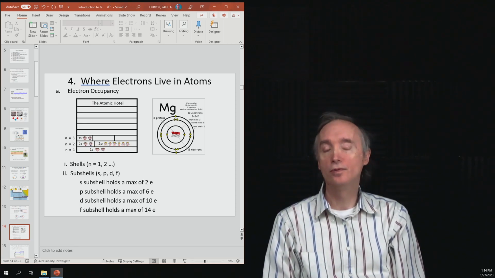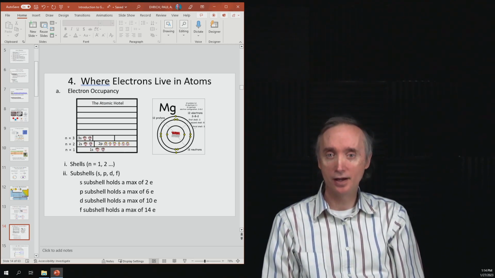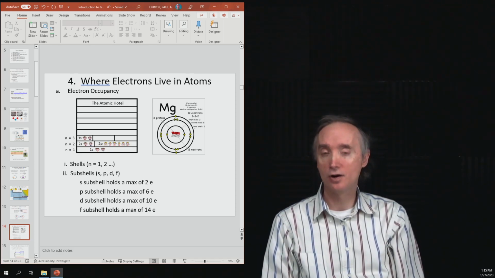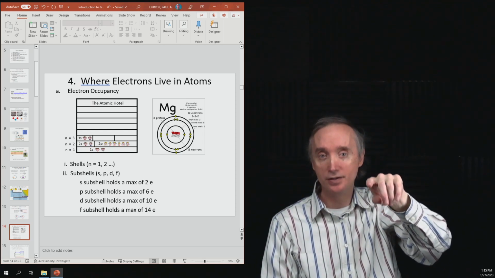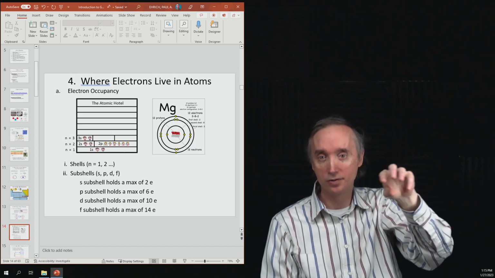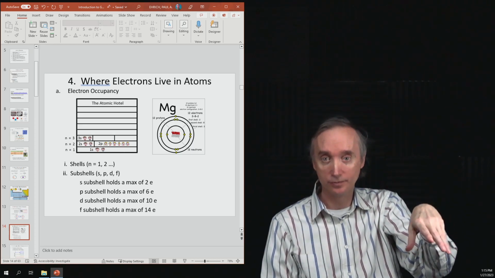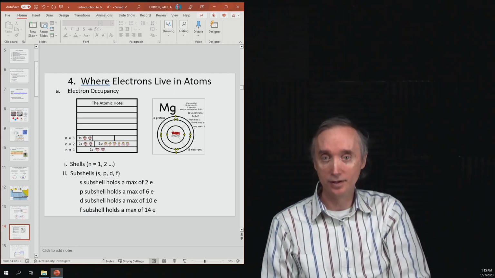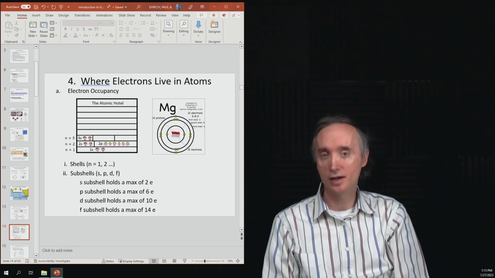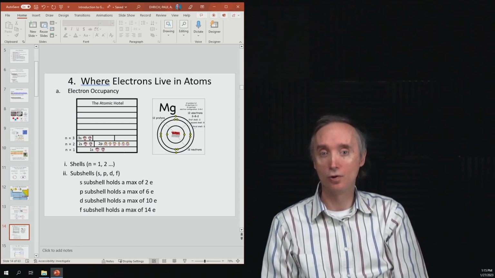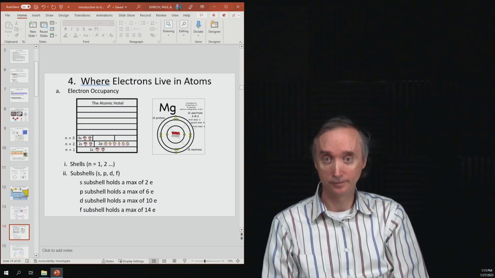Okay, so the first kind of room where the electrons live is going to be called the s subshell. The energy shells were the floors, and each of the floors is subdivided into rooms, which we're going to call sub-energy shells. The first one is given the letter s. The s stands for a room that can hold 2 electrons.